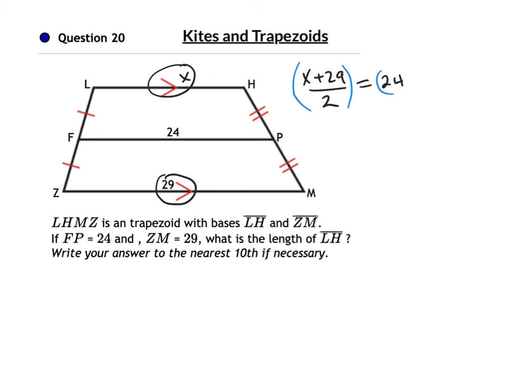To solve this, I would multiply both sides by 2 because that allows you to cancel the fraction. x plus 29 is equal to 48. Then I can just subtract 29 from both sides. And 48 minus 29 is 19. So x is 19. LH is 19.